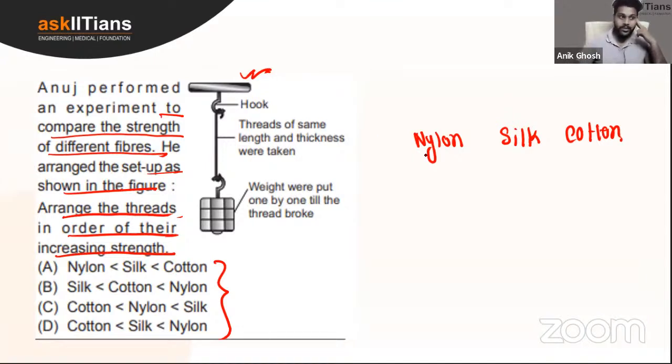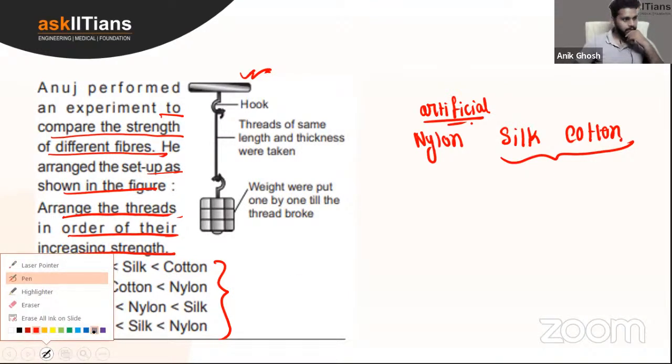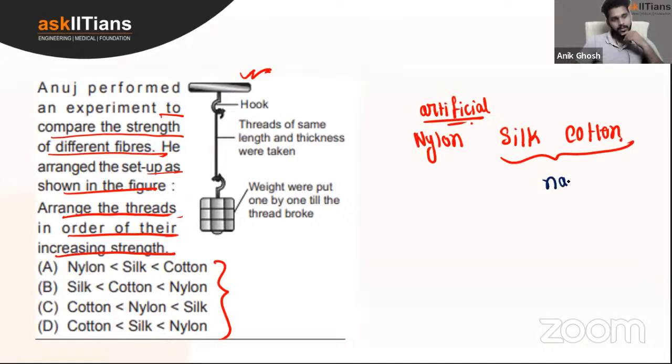So guys, nylon is artificial. I think everyone knows that, right? And these two, silk and cotton, are natural, isn't it? Silk comes from silkworms, and cotton is also found from plants, but nylon we make, right?